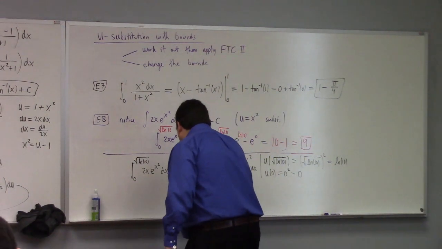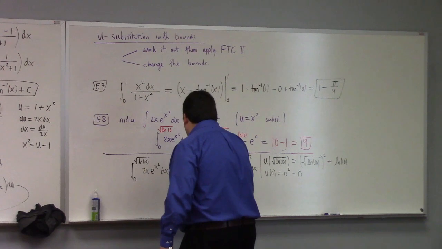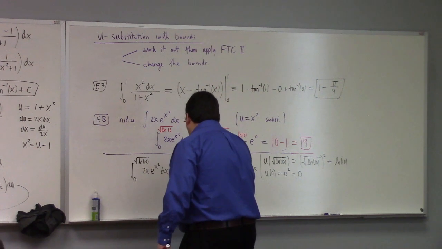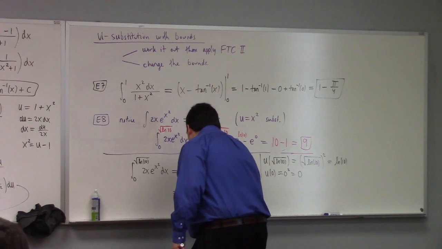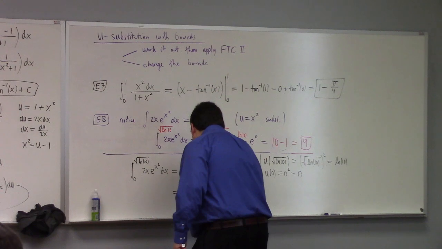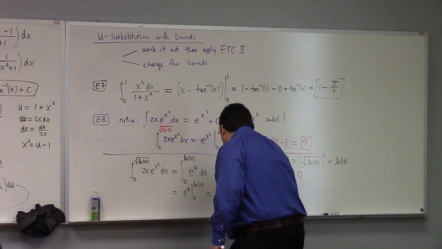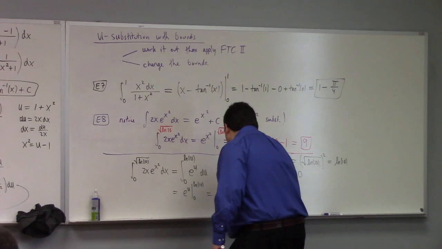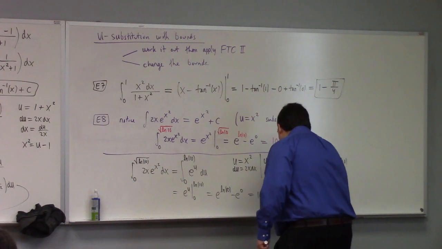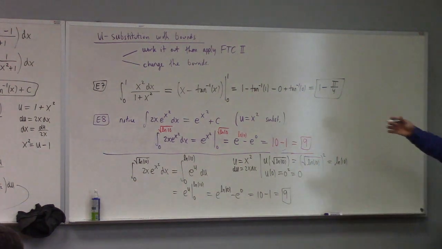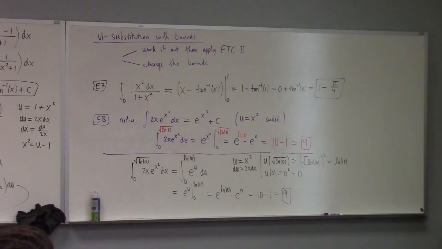So here it goes. Integral from 0 to the natural log of 10 of e to the u du. And so that is e to the u evaluated from 0 to log 10. In other words, e to the log 10 minus e to the 0, which is of course 10 minus 1, which is 9. So these are the two different methods of calculation. The one method is to find the antiderivative, use FTC2. The other method of calculation is to change the bounds according to the u substitution.